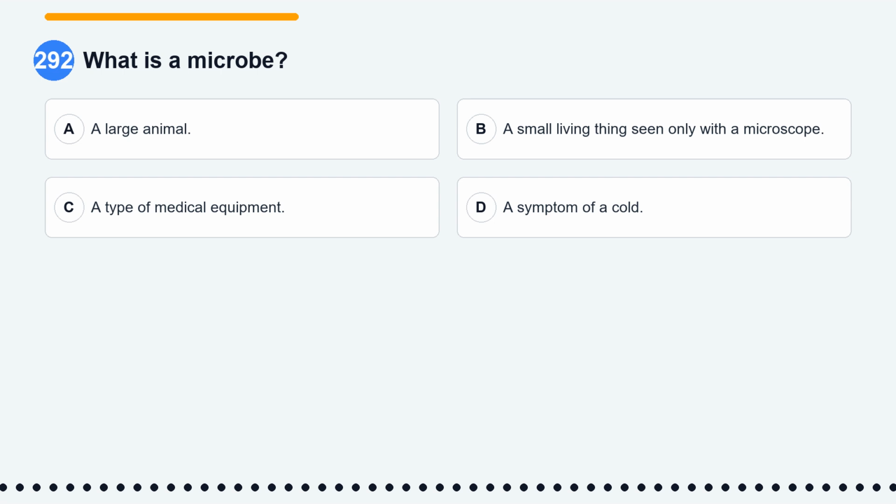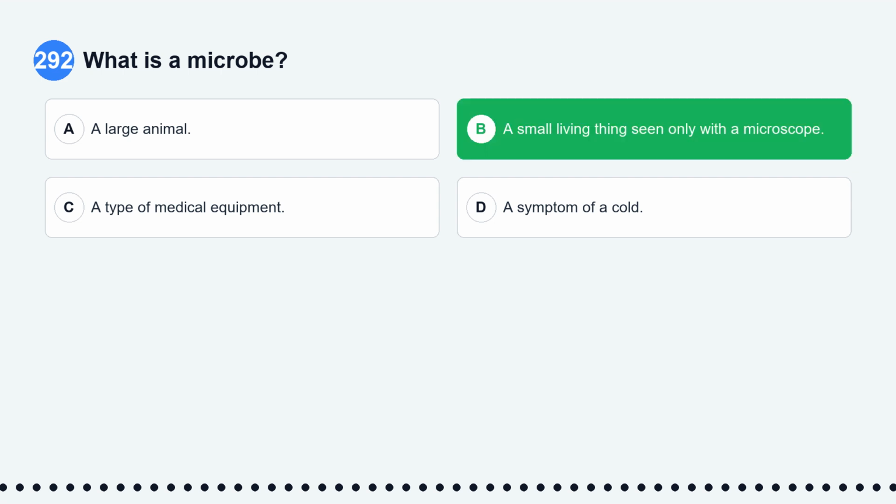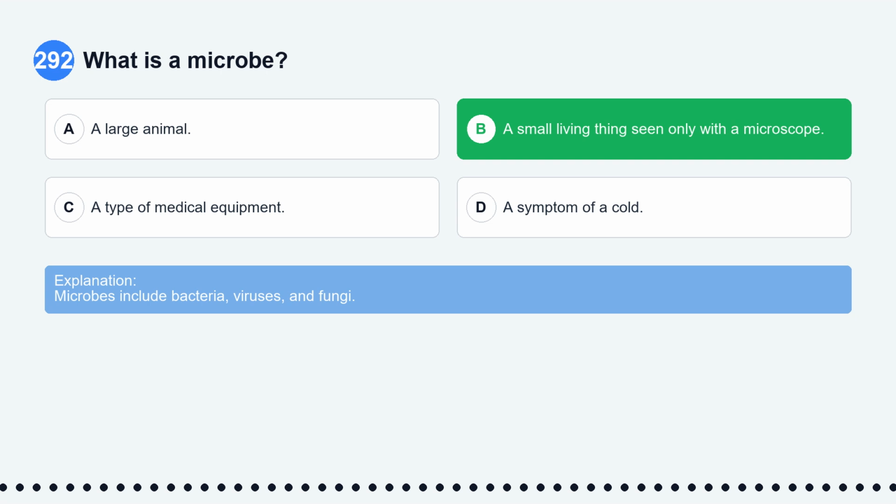Option C, a type of medical equipment. Option D, a symptom of a cold. The correct answer is option B, a small living thing seen only with a microscope. Microbes include bacteria, viruses, and fungi.